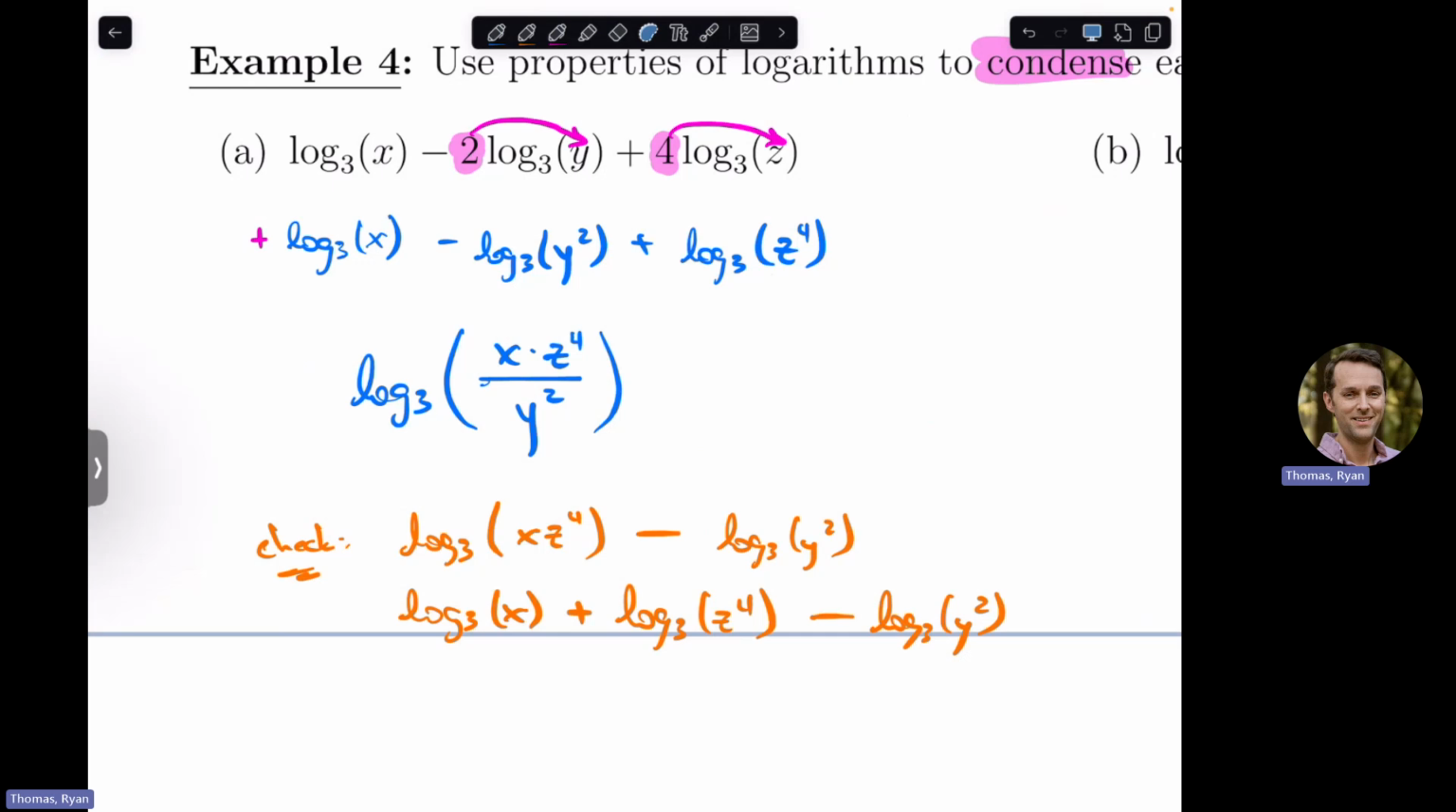Okay. Questions about that? We feel okay about it? I don't understand why y squared is the denominator and not being multiplied by. Okay.